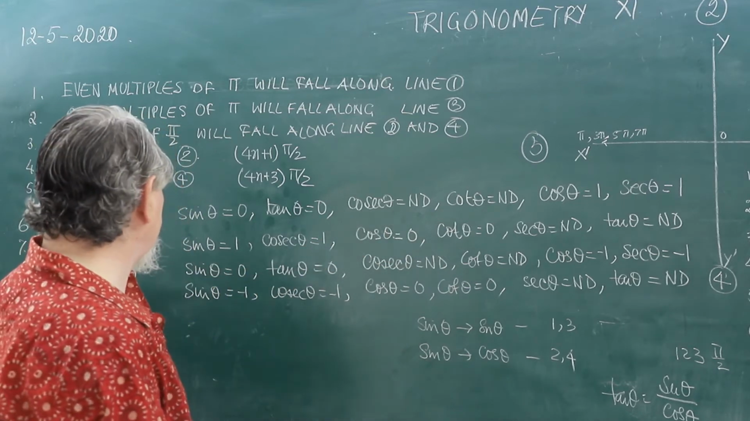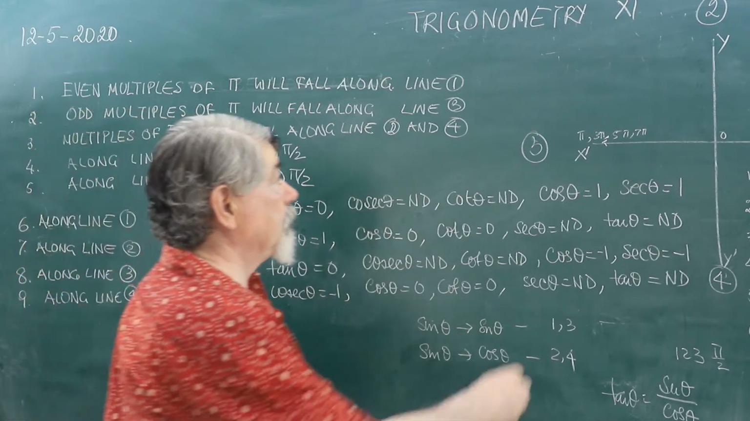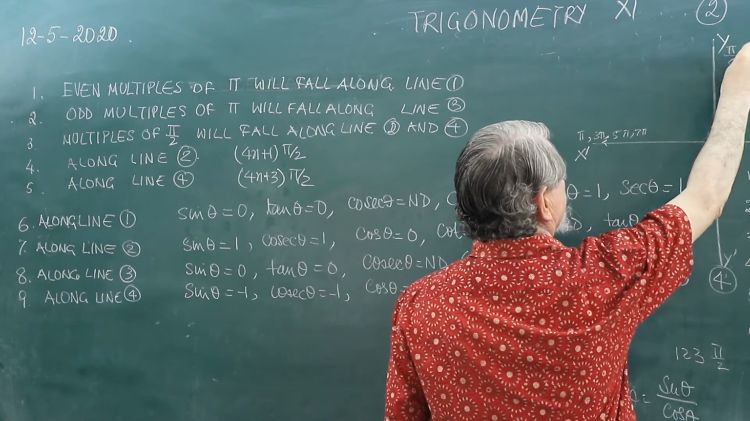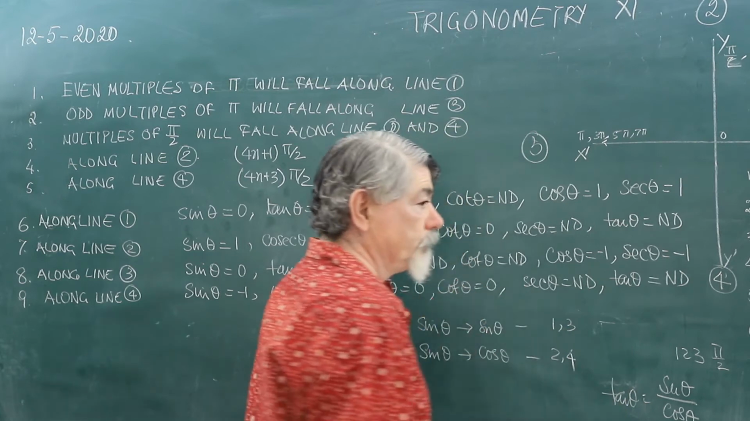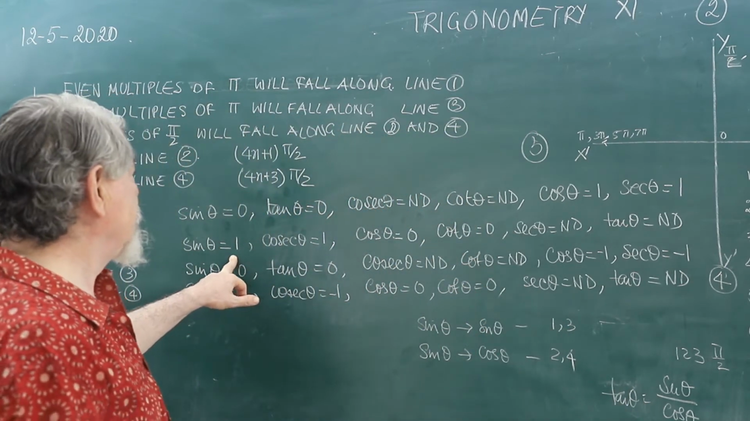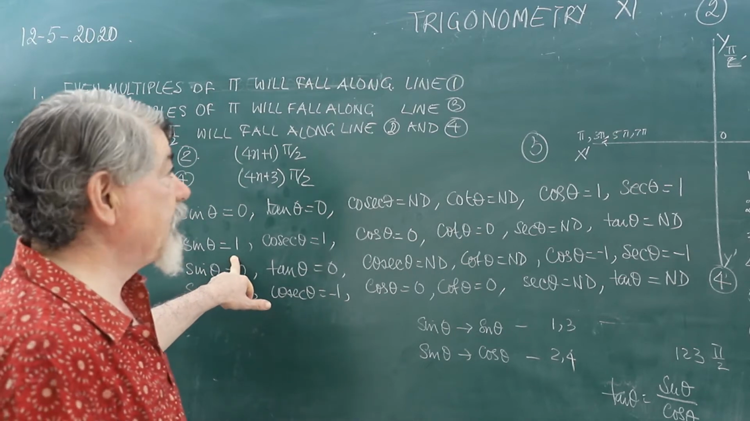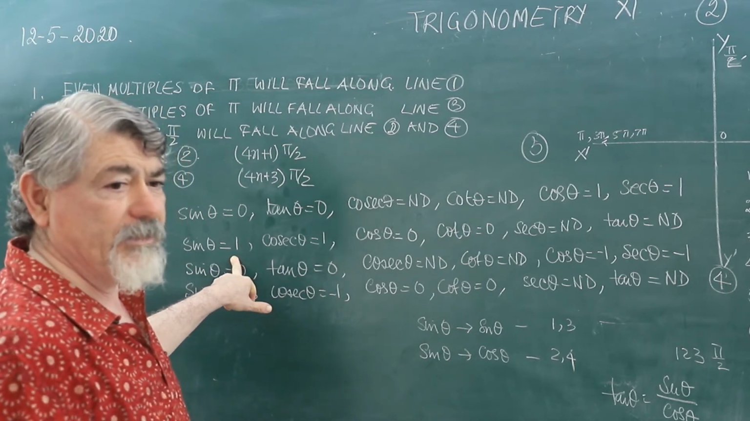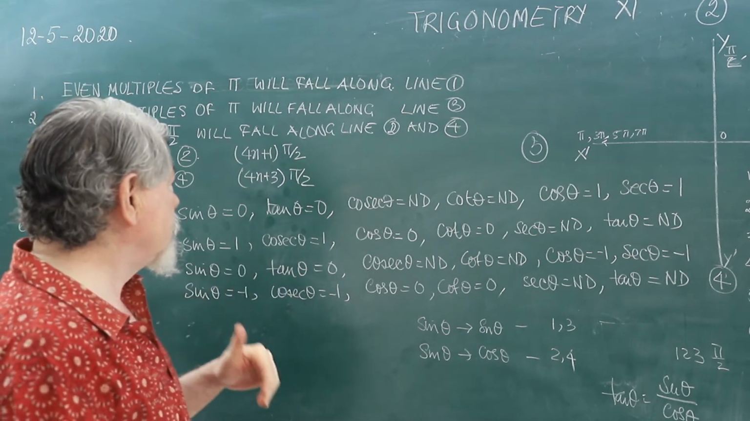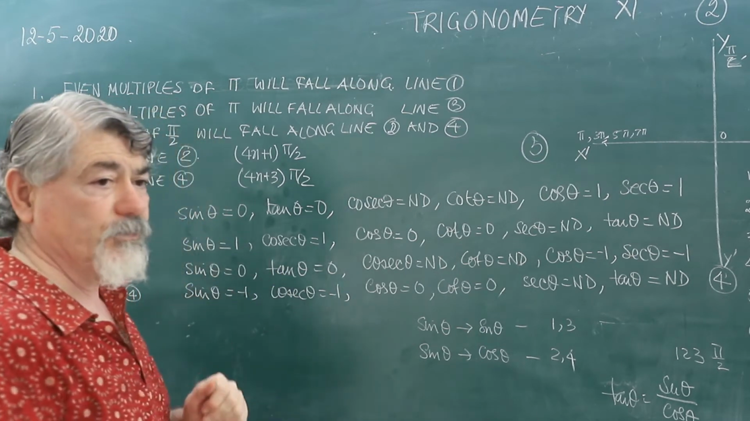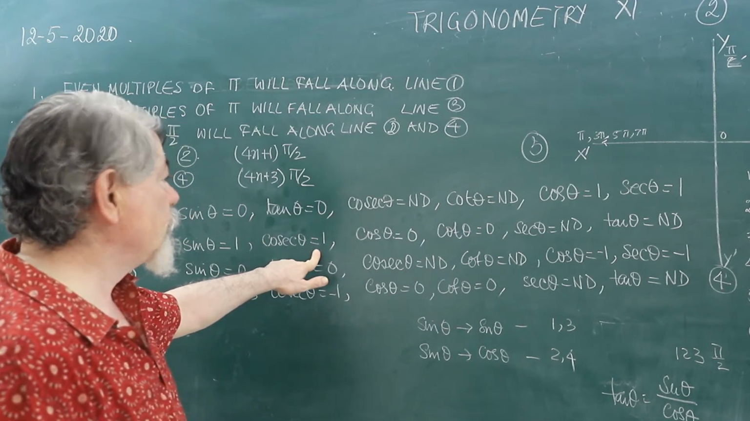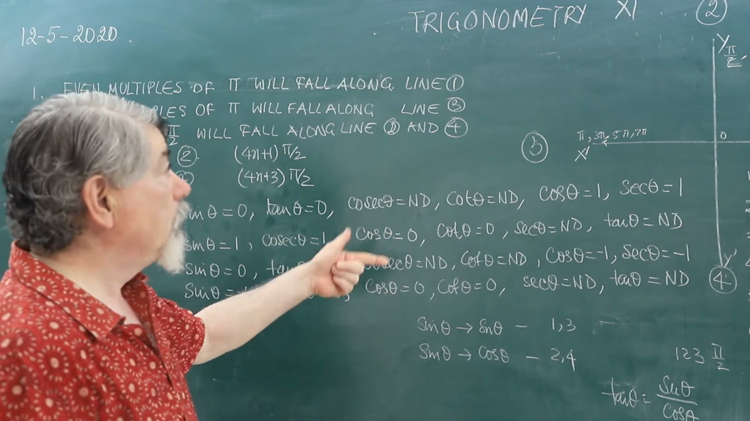Now next is along line 2. That means on this direction where we are having pi by 2. Now on this line, sine theta is 1. Sine 90 is 1. The reciprocal of sine is 1 upon sine. That will be 1 too. Cosec is 1 upon sine theta. So cosec will be 1 too.